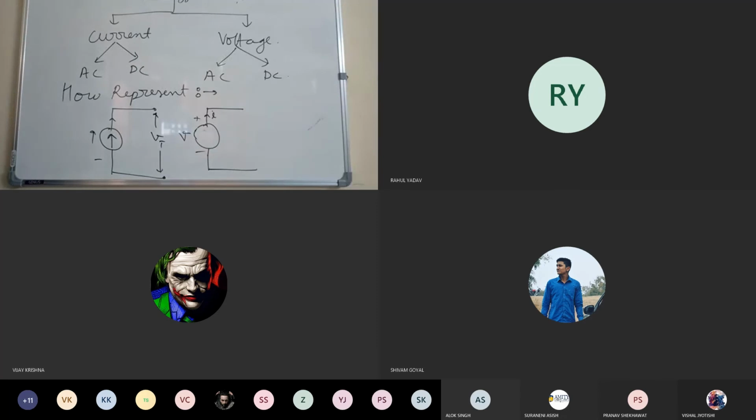So right now I'm giving you the idea of the representation of energy sources, current and voltage. The current source is also represented by these two circles that overlap with each other. So don't get stuck, this is also the representation of a current source. Don't get confused, these two are similar.